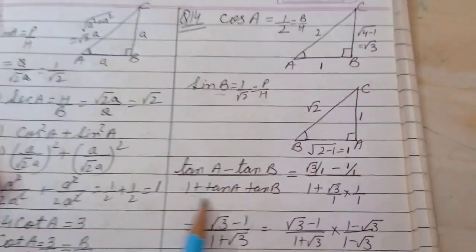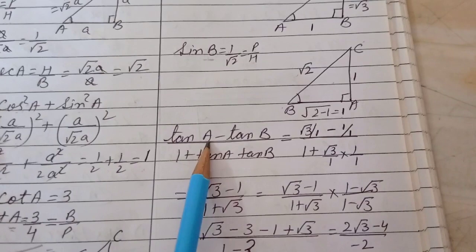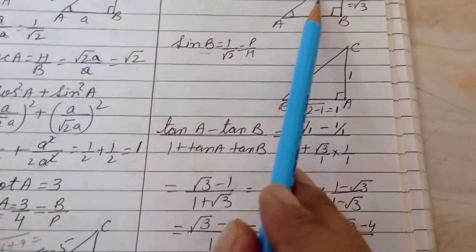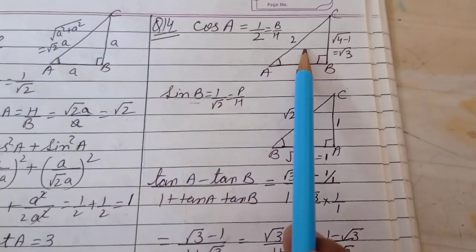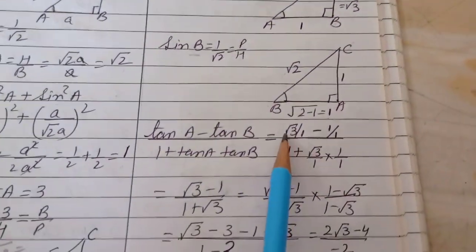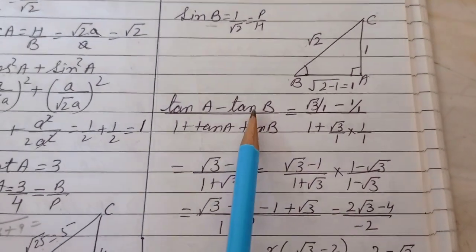Now we are asked to find the value of this expression. Tan A. What is tan? P over B. Which angle is mentioned? A. So for this we will take this triangle. What is perpendicular of this triangle? Root 3, over base, what is it? 1. So it will be root 3 over 1 minus tan B.